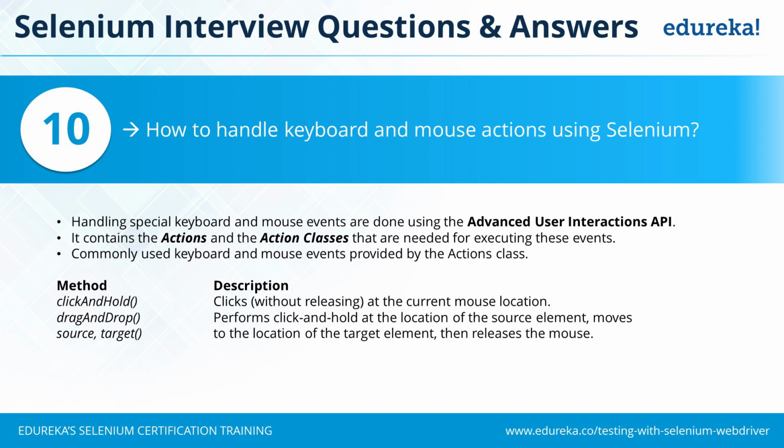so that it is available within your result grid. So the next is source target. To the location of the target element, then release the mouse. So this can be used in combination with click and hold, wherein you know that this is the source and this is the target. So you can go to the location of the target element and then release the click. So the Actions class will provide you the methods to interact with the application in the way you interact with your keyboard and mouse.